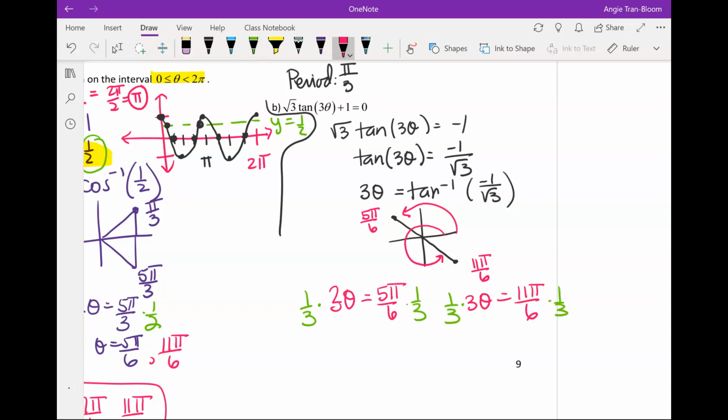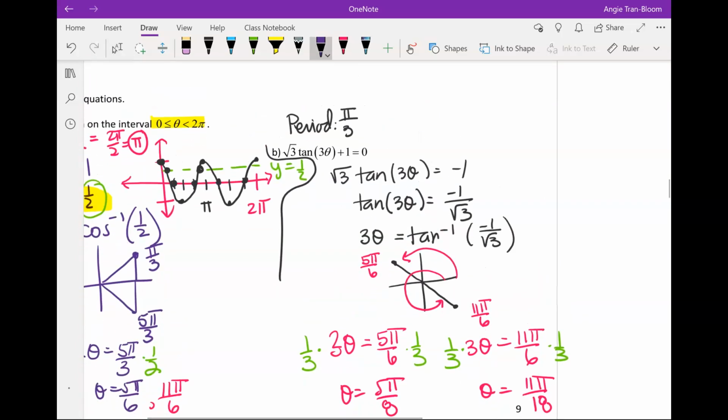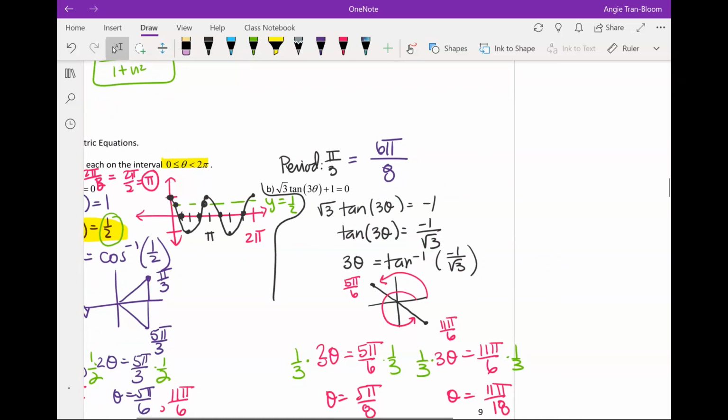Okay, so left side, 1 theta is 5 pi over 6. And then over the right side, 1 theta is 11, I'm sorry, 18. I lied. 5 pi over 18. And then the other side, 11 pi over 18. Are those the only two answers? No. What do you do now? Add your period. What was the period again? Pi over 3. Can I make that into a denominator of 18? So we just add 6 over 18, right, pi? You're right. So 6 pi over 18.